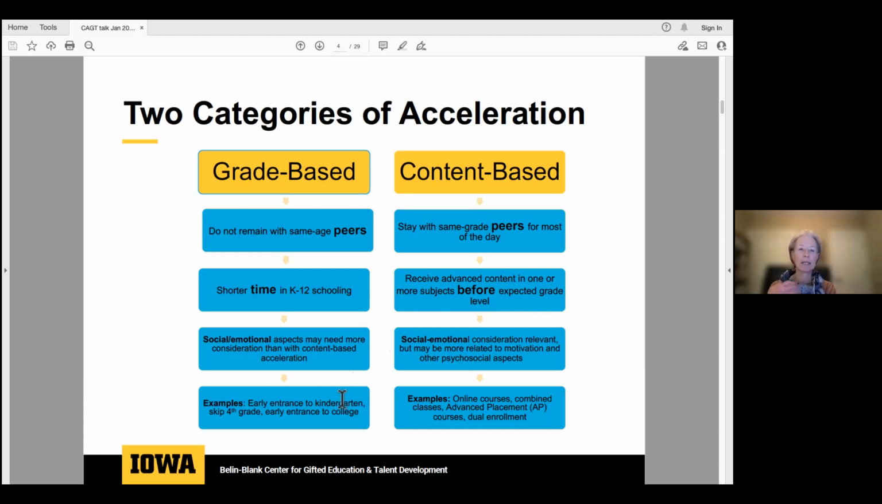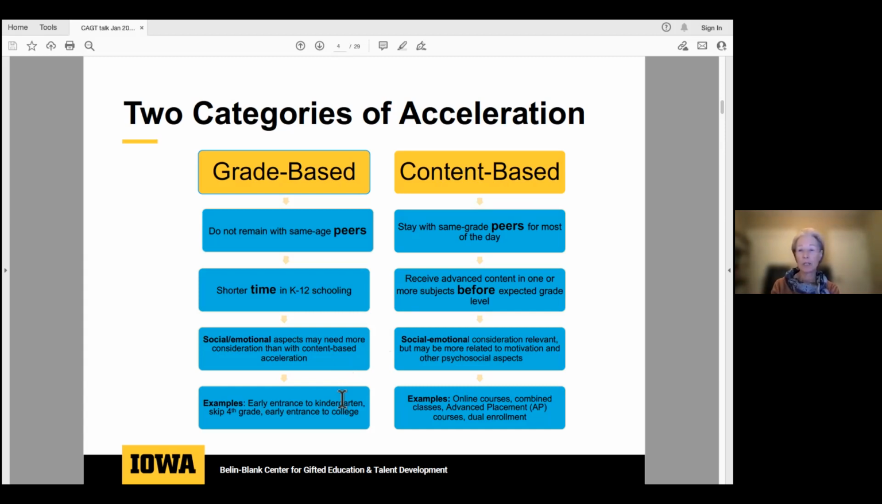Some examples of grade-based acceleration would be, as I mentioned earlier, early entrance to kindergarten, skipping a grade like skipping 4th grade, or early entrance to college. And that would be another example where they're spending a shorter amount of time in the K-12 setting.